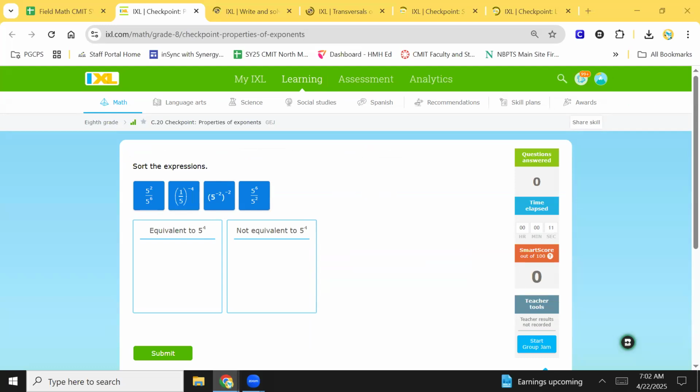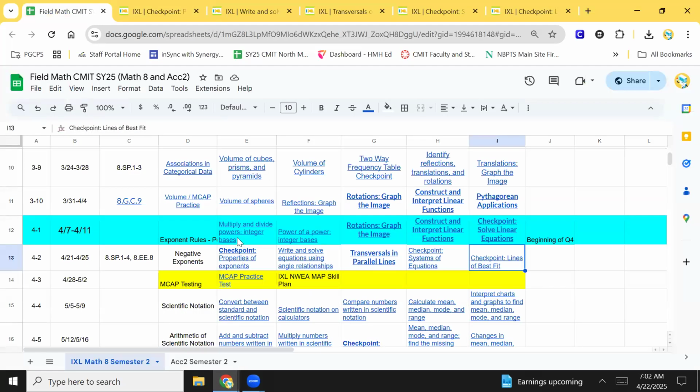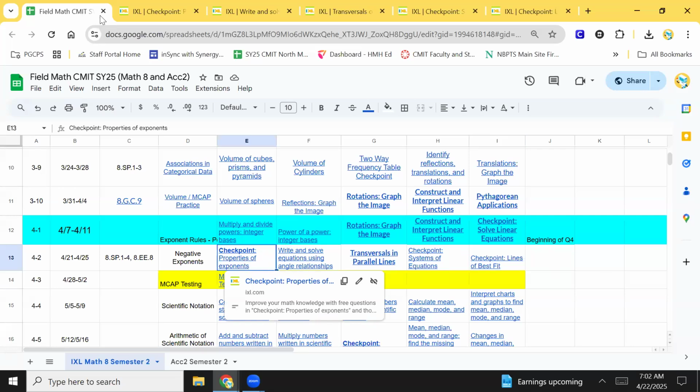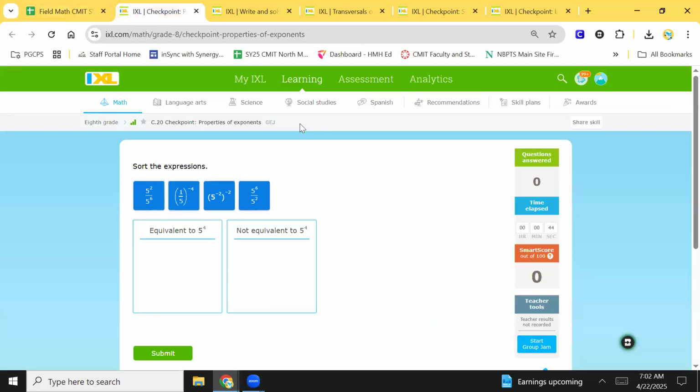Let me find my annotation tool. Okay, so we have, I know that we talked about properties of exponents. Oh yeah, right here. We did multiplying and dividing powers. We did power to a power. And then we had spring break. And so now we're doing checkpoint of exponents. So I don't need to rewrite all the rules. We started those last week. But we can talk about negative exponents. We did not talk about that.